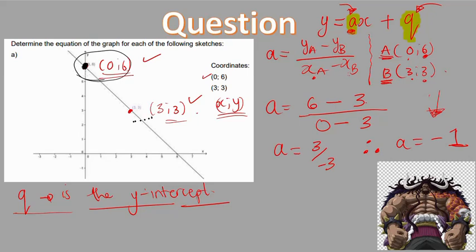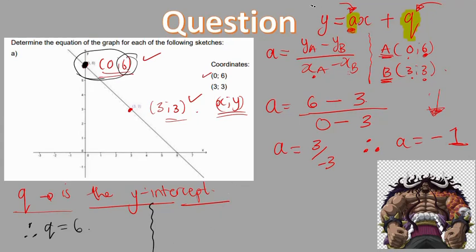So this graph is crossing the Cartesian plane at 6. Therefore, you're going to say your Q is equals to 6. No further calculations needed there, right? As long as you have where your graph crosses the y-intercept, that value is your Q. And then afterwards, you can give us the equation now.